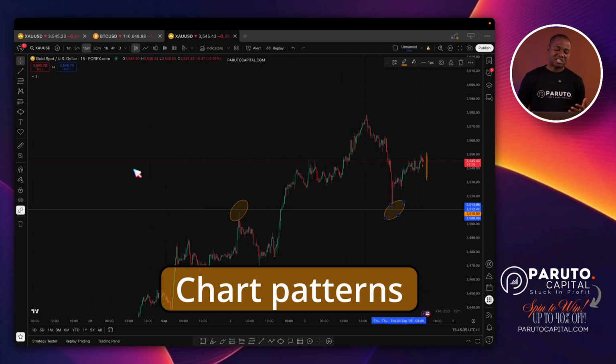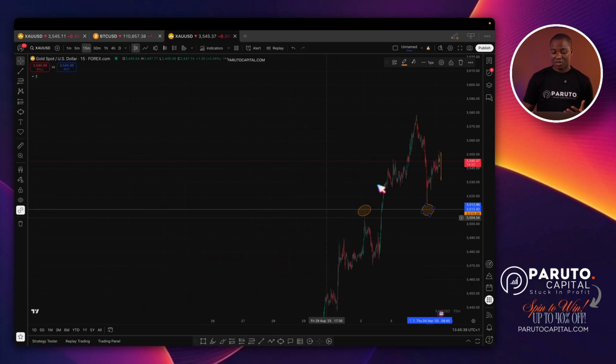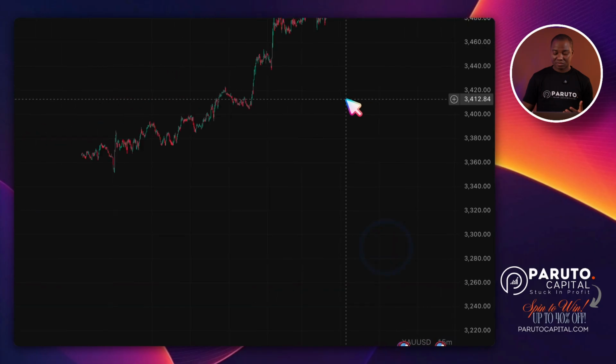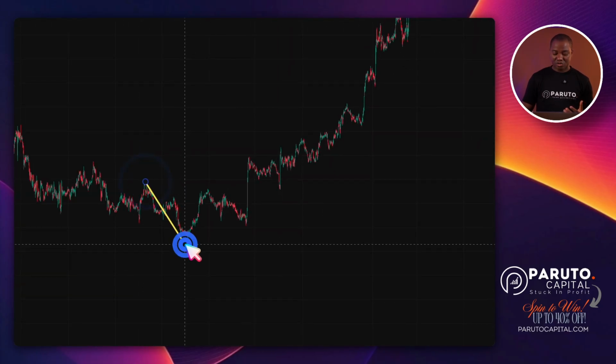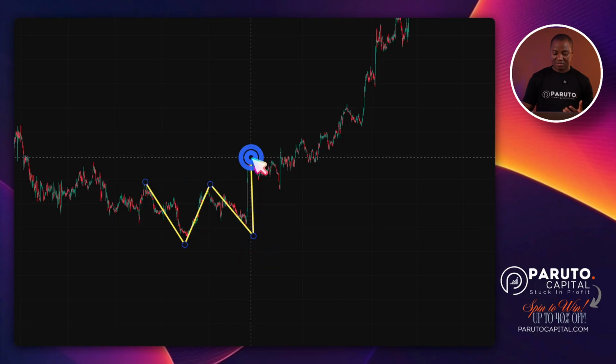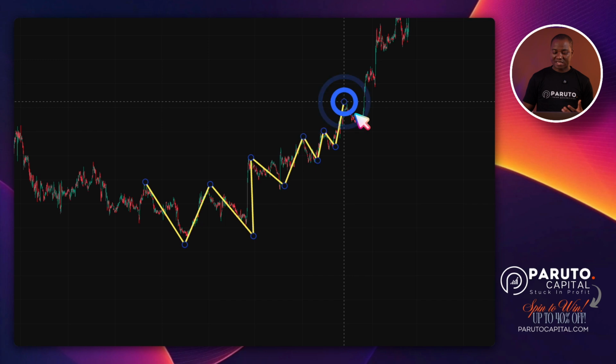Now, chart patterns. What are chart patterns? When you zoom out, price often forms patterns. Look at this. You can see this. We have a lot of patterns here in the market. I can draw this. Up, down, you can see it up, down. So these are all patterns in the market.